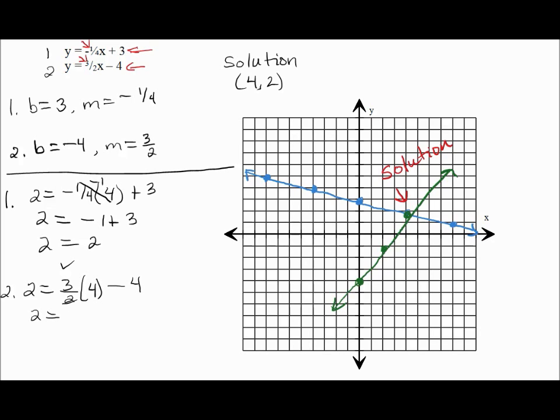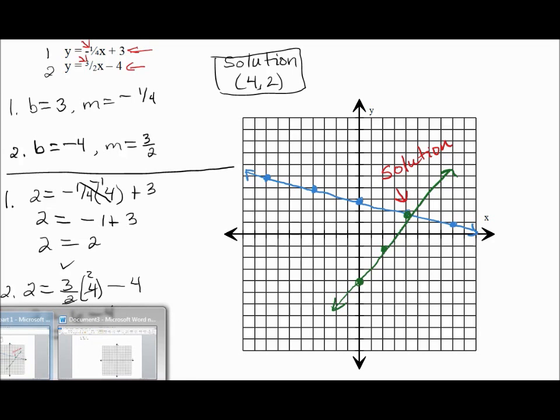3 over 2 times 4 is 6. Then bring down the minus 4. 6 minus 4 is 2. So it checks out in the second one as well. So that lets me know that I have the correct solution. Okay?